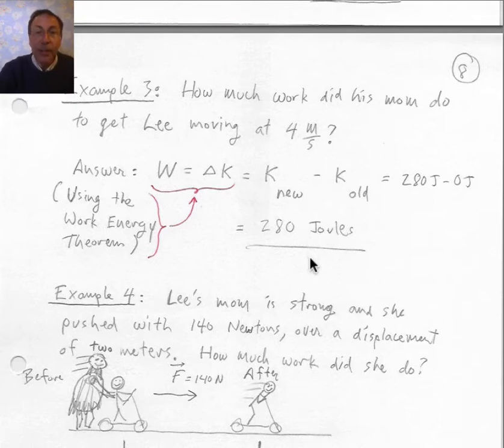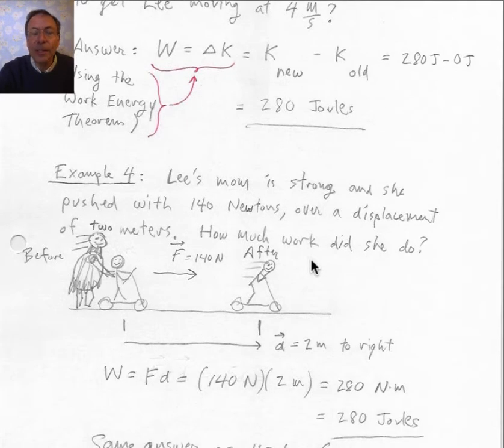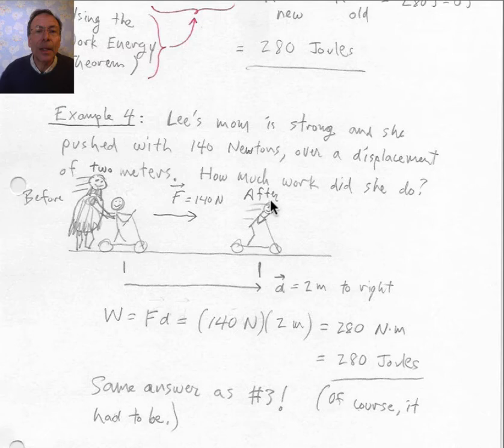Now, usually there's another way to get this kind of result. So let's take a look at this other way. It still is pretty much the same example. Lee's mom, though, we're focusing on her strength. She's strong, and she could push with 140 newtons. And she did that over 2 meters. So how much work did she do?